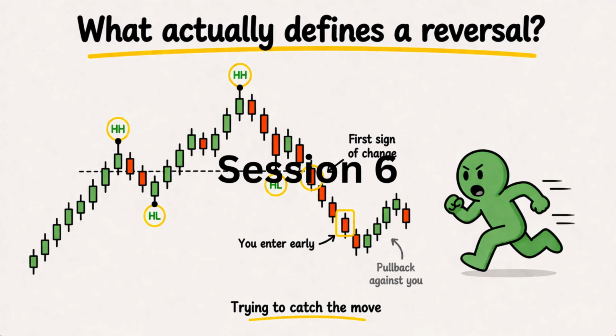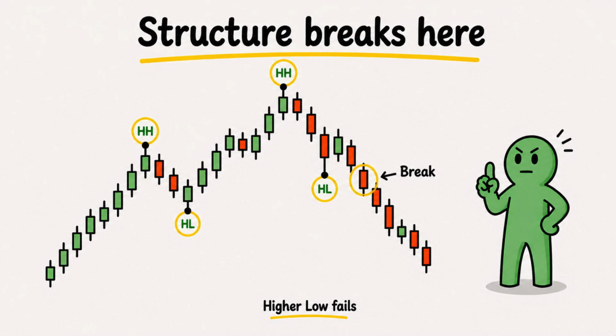A real reversal happens when the structure changes, not when price moves fast, not when one candle looks scary, but when the sequence actually breaks. So imagine the market is still trending higher. Higher high, higher low, but this time price breaks below the previous higher low.